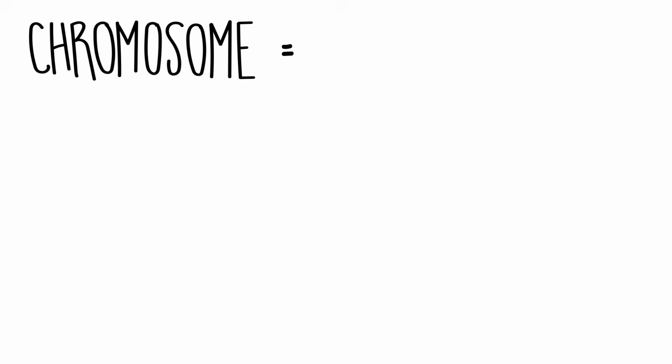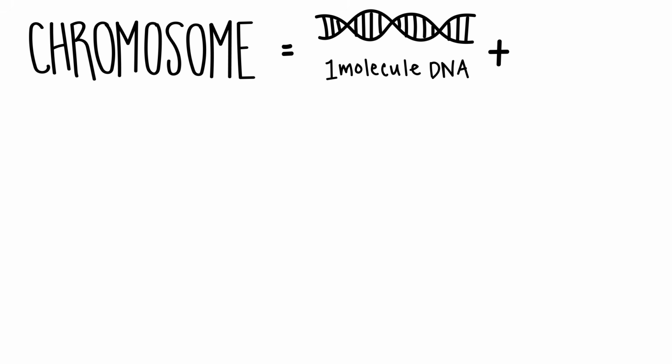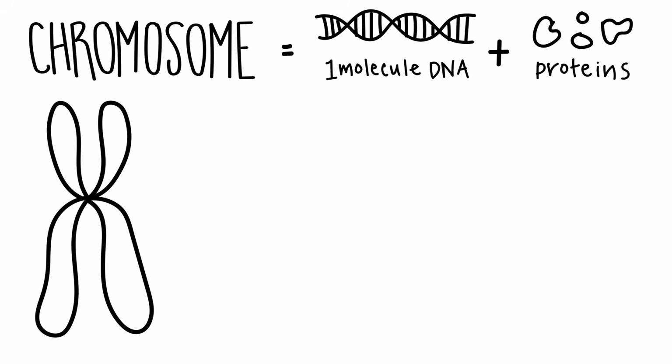How would you define a chromosome? What do you picture in your head? In eukaryotes, a chromosome consists of a single molecule of DNA associated with proteins that help maintain its structure and function. You've probably seen a chromosome depicted like this.